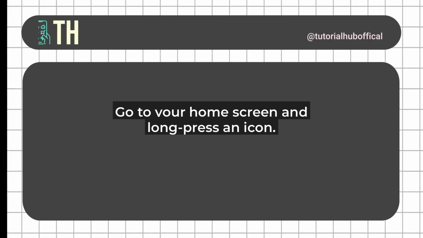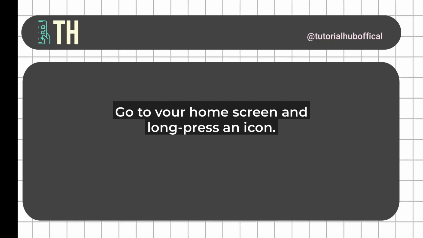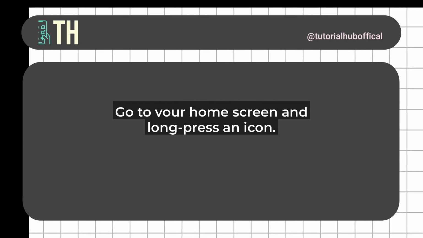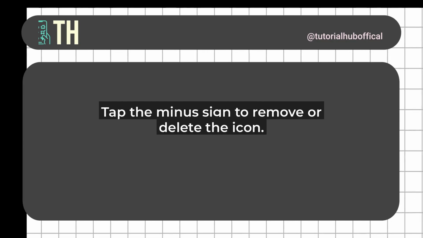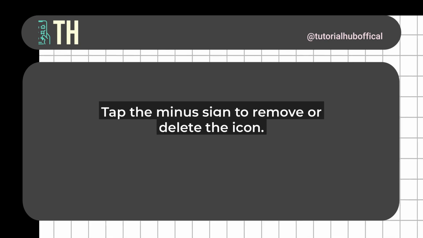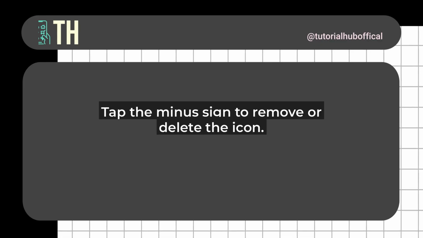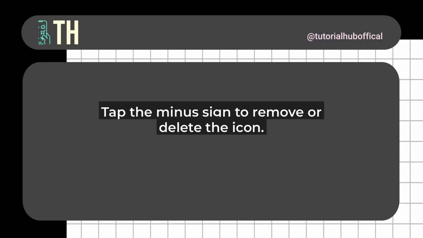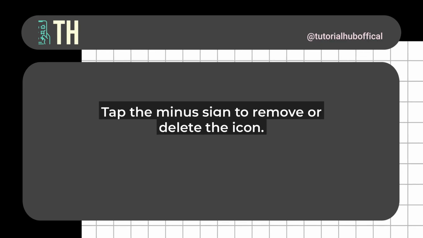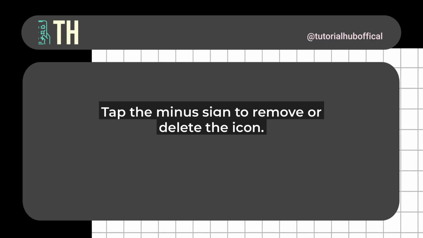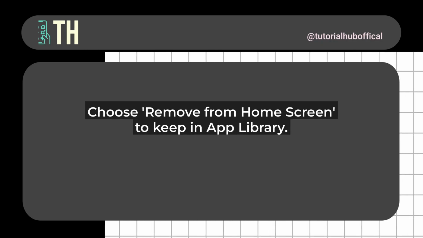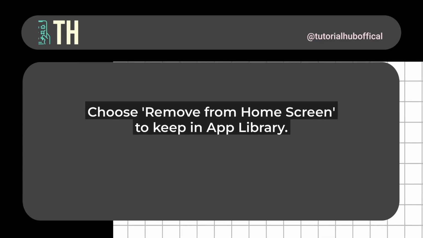To remove icons, long press on the app icon until all the icons begin to jiggle. You'll see a minus sign appear in the top left corner of the icon. Tap that minus sign and a menu will pop up. You can choose Remove from Home Screen to hide it from view but keep it in your app library, or Delete App if you want to uninstall it completely. This way, you can declutter without losing access.